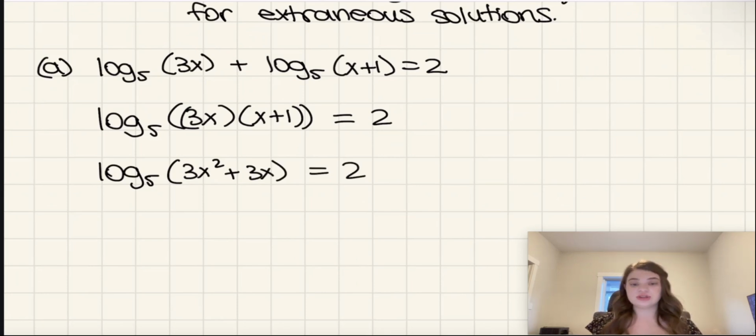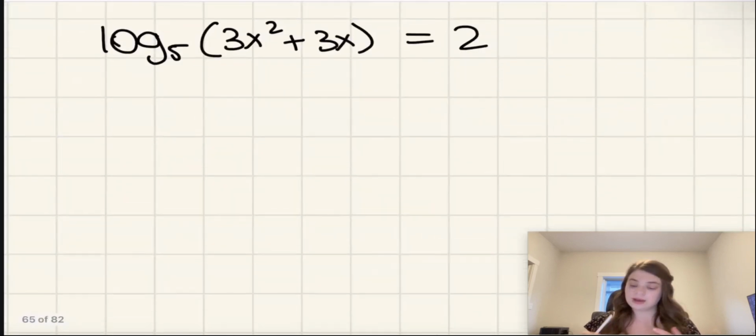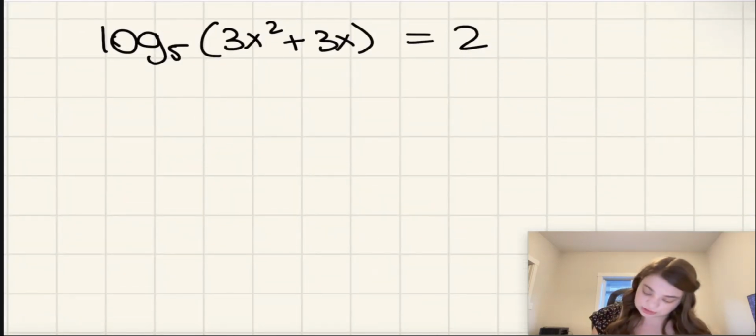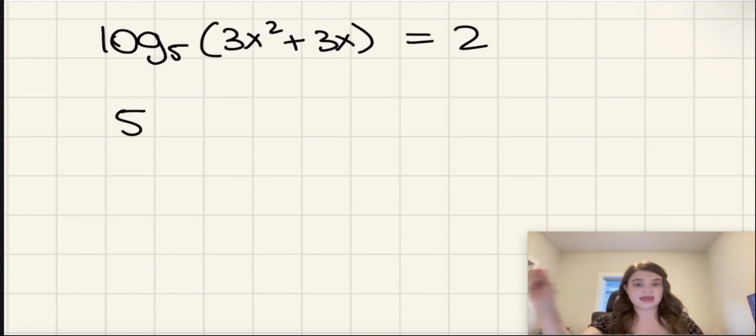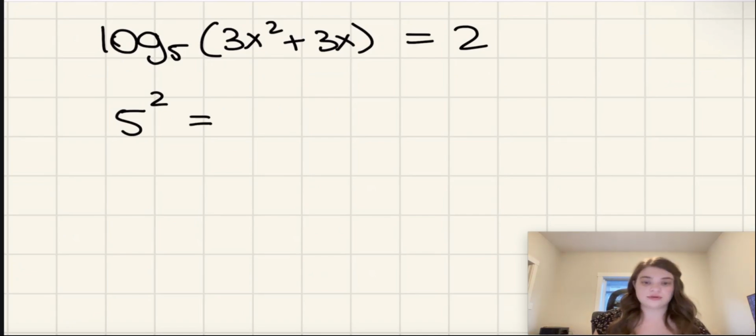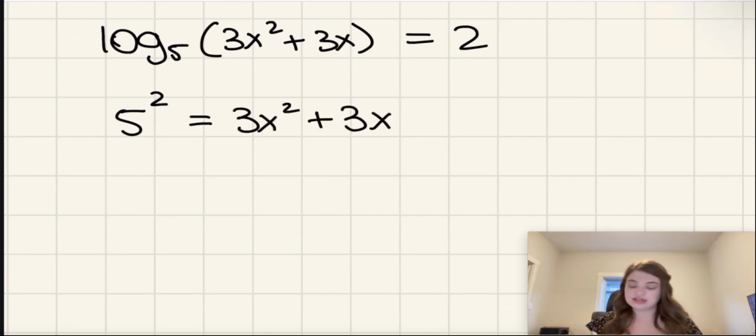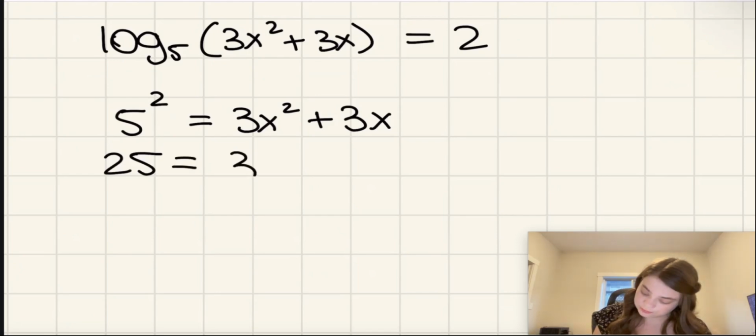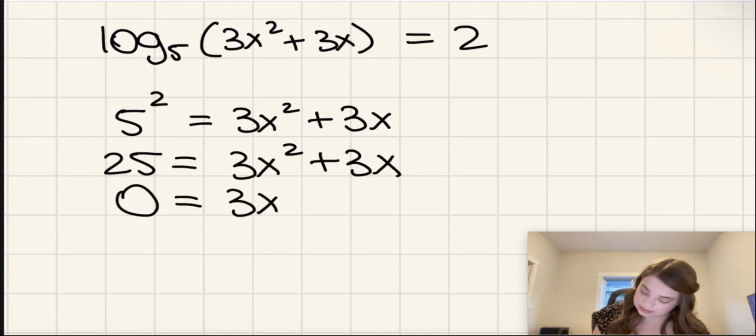And now we're going to switch this from logarithmic form to exponential form, right? So recall that to switch this to exponential form, we're going to take the base, which is 5, to the power of the answer, right? The answer when we're in logarithmic form is the power, or the exponent, is equal to what we're taking the logarithm of, which is 3x squared plus 3x. And now we just need to solve this. 5 squared is just 25, so 25 is equal to 3x squared plus 3x. So therefore 0 is equal to 3x squared plus 3x minus 25.